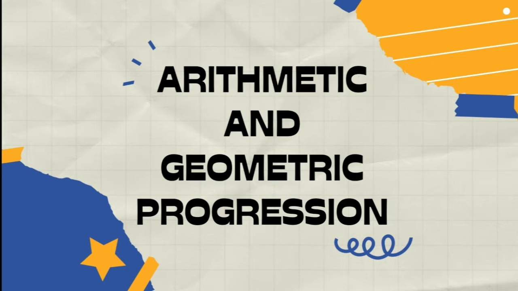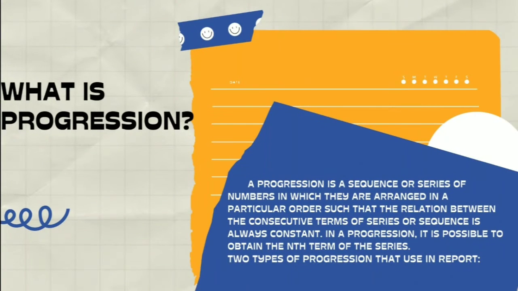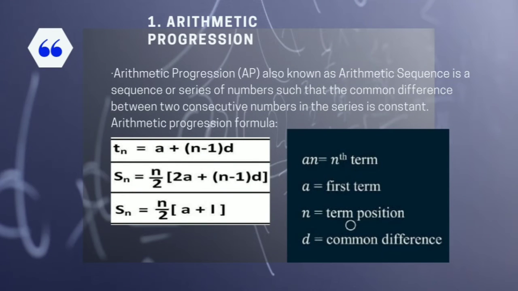First, what is progression? A progression is a sequence or series of numbers arranged in a particular order such that the relation between the consecutive terms of the series or sequence is always constant. In a progression, it is possible to obtain the term of the series. Two types of progression that we use in this report are as follows.